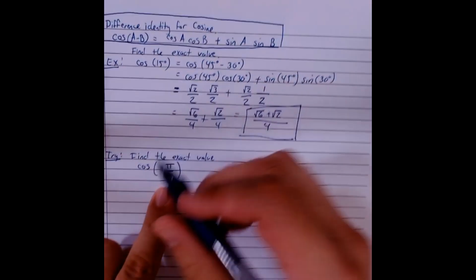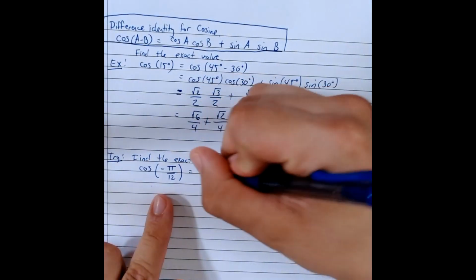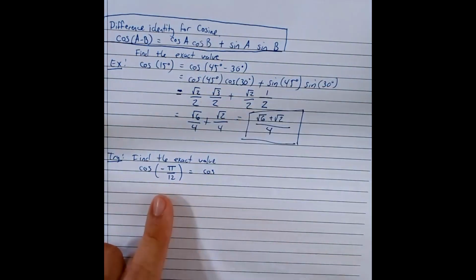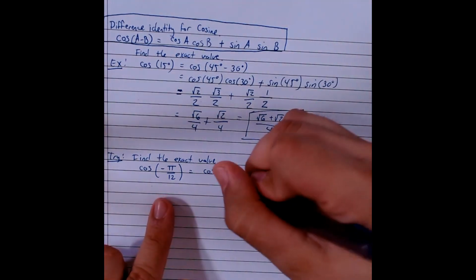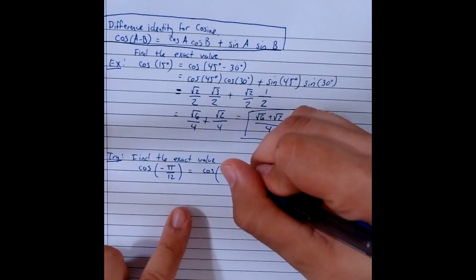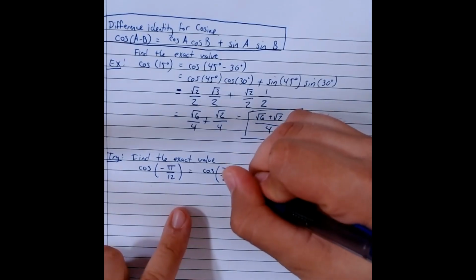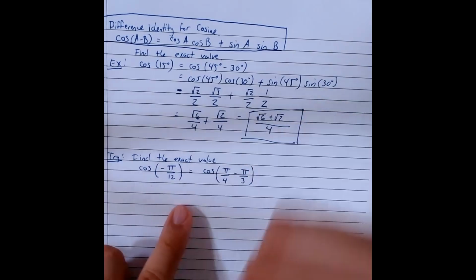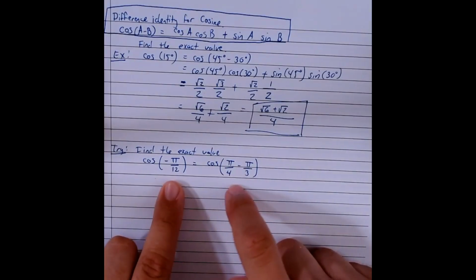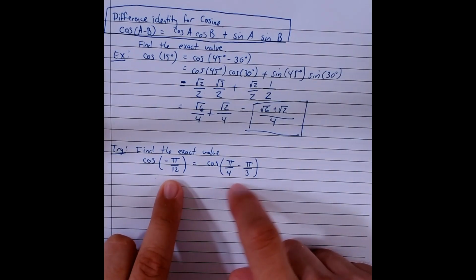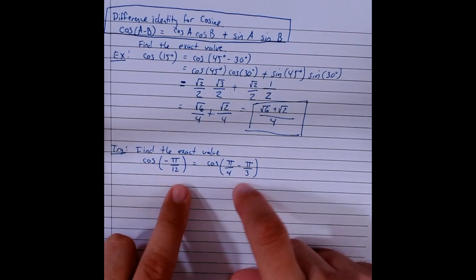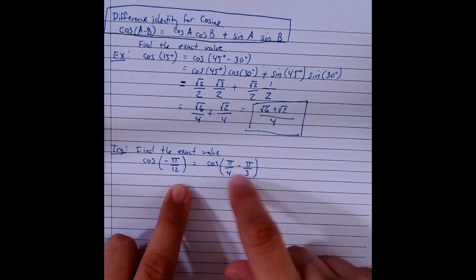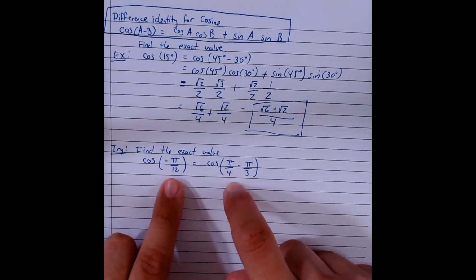All right, so let's take a look here. You can write cosine of negative pi over 12. You can write that as the cosine of pi over 4 minus pi over 3. Just like that. Here you might say, well, how did you get that? What do you do to get the two numbers that you subtract to give you this so quickly?